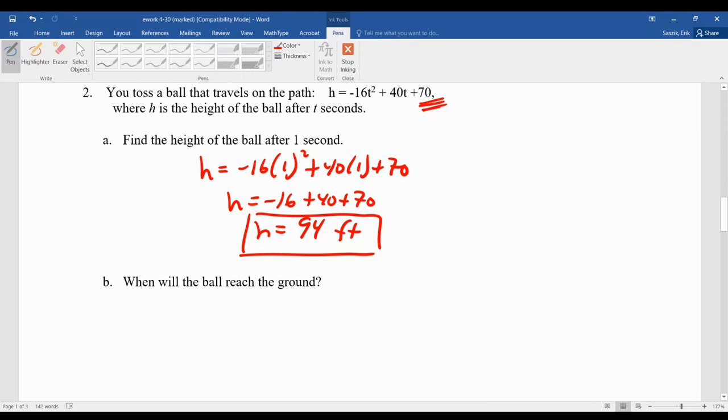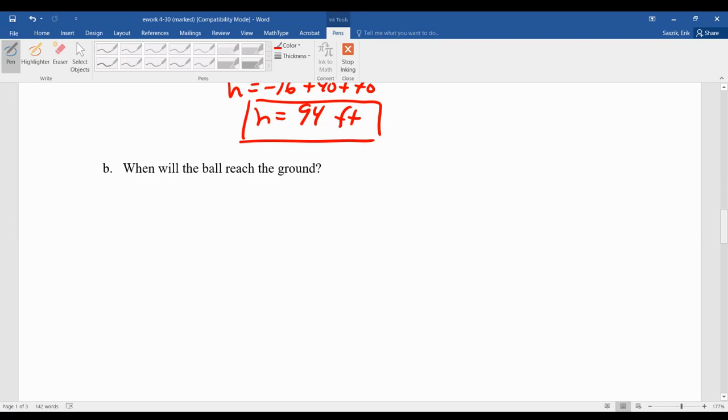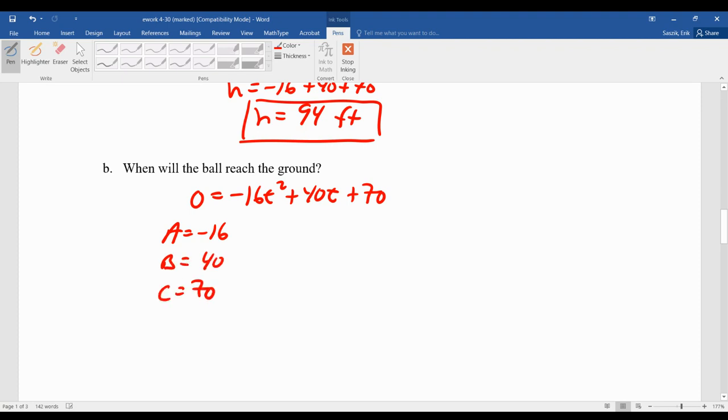There we go. Now, when will the ball reach the ground? Okay, when it reaches the ground, of course, you know that the height is 0. So I replace the h with the 0, and I need to solve this. But here, I can't do the method we did the other day because we have a b term. I don't want to try to factor this. Even if I take out the GCF of 2, I'm going to have a leading coefficient of 8. It's just, the numbers are big, forget it. I am just going to do quadratic formula, and that's okay.